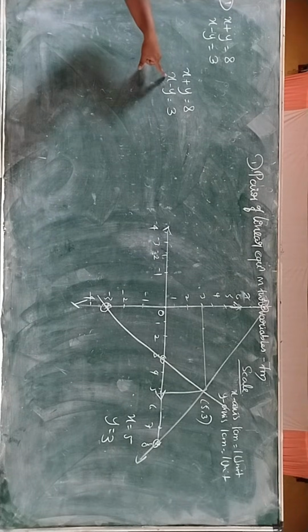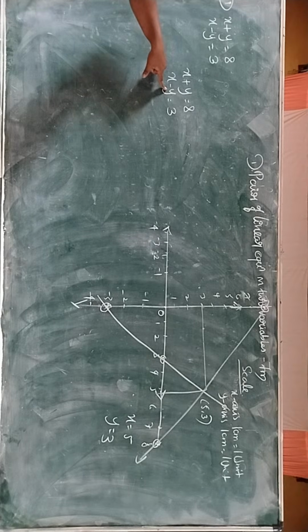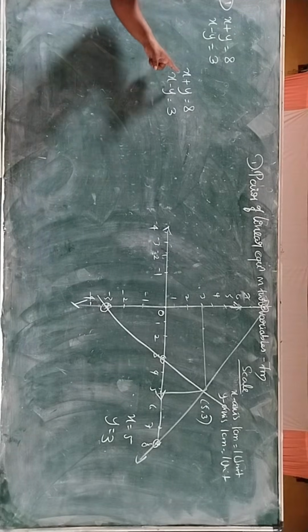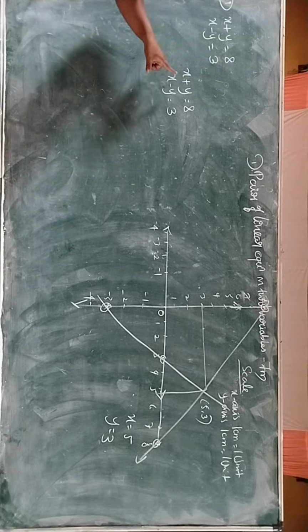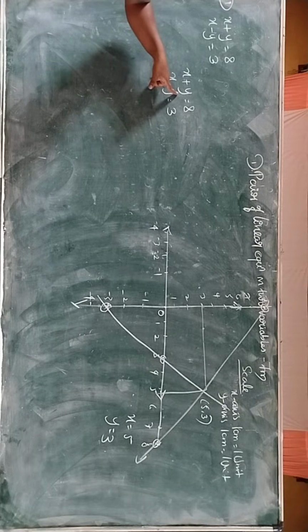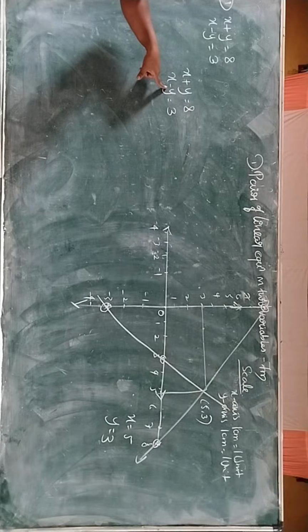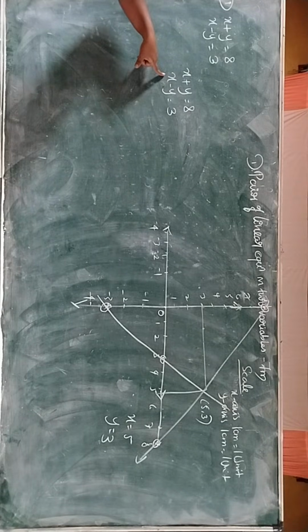But signs are different. See, here plus 1 and here minus 1. If the signs are different, we can add. If the signs are same, we can subtract. It's up to you. If you want to eliminate the value of x, you have to subtract. If you want to eliminate the value of y, you have to add. Here, plus y minus y, easily it will get cancelled. Easily y value will get cancelled and you will get x, correct?